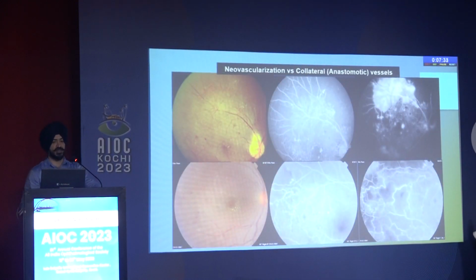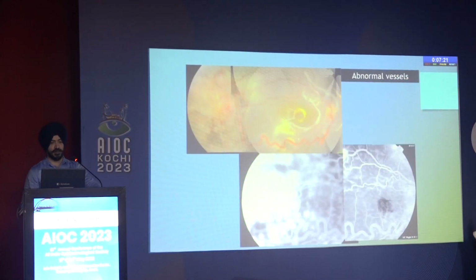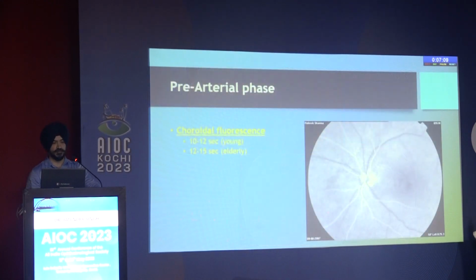Neovascularization and collaterals can be easily differentiated. You can see the intense leakage from the new vessels, whereas the collaterals will not leak as much. They might leak a little bit, but not as intense as the new vessels do. Abnormal vessels have also been classified under hyperfluorescence. I think it is just whether they leak or are just a structural abnormality, so they do not actually describe a different pattern of hyperfluorescence.